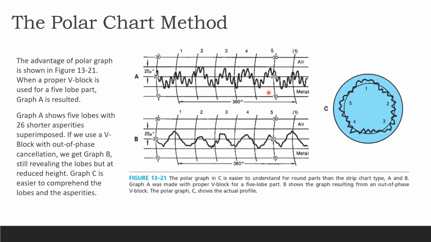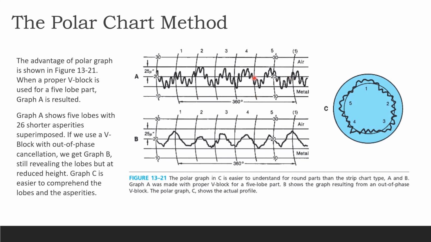We have this graph A. Graph A shows 5 lobes with 26 shorter asperities. If you count them, there are 26 of them, and they are totally superimposed.